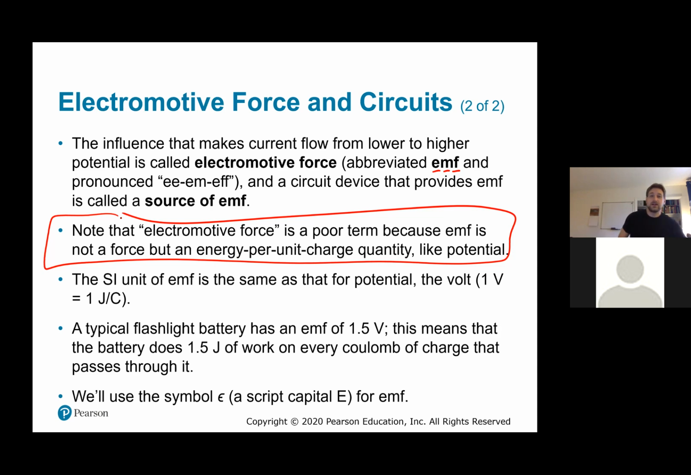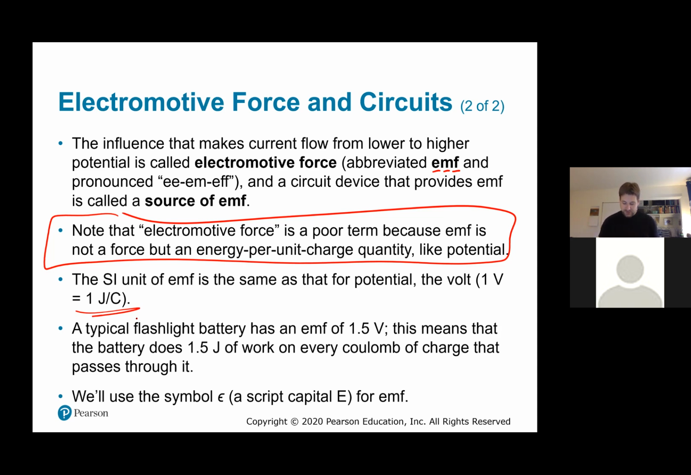The metric unit of oomph is the same as for potential. Yeah, it's the volt. A typical battery has an EMF of 1.5 volts, which means, if we can keep track of the unit here, joules per coulomb, energy per charge, that a battery does 1.5 joules of work on every coulomb of charge that it moves through it.